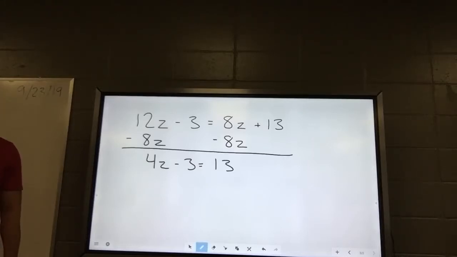If you add 3 to both sides, you get 4z equals 16. Write this somewhere. And then you divide by 4.